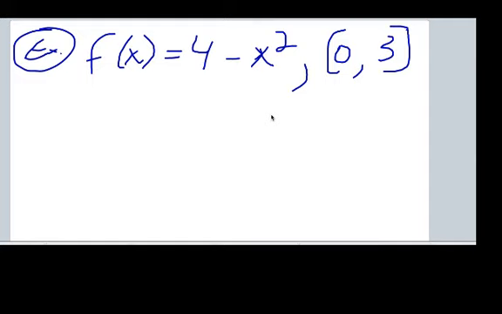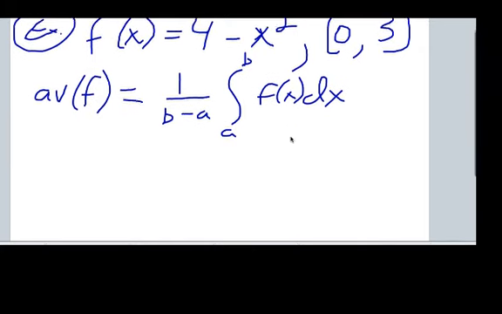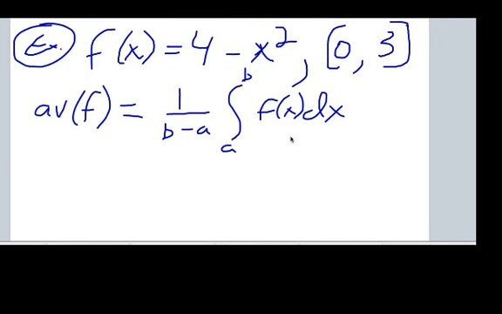To find the average value, we have this nice little formula: the average value of f equals 1 over b minus a times the integral from a to b of f of x dx. That might not be a bad thing to have on your note sheet. It's just a formula, so I can just plug everything in.